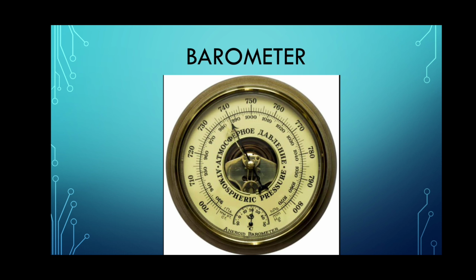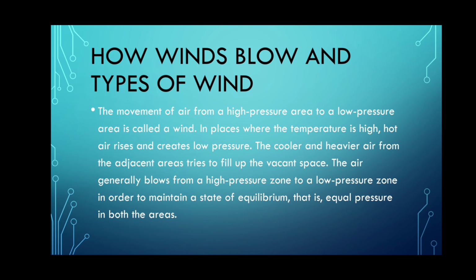How winds blow and types of wind. The movement of air from a high-pressure area to a low-pressure area is called a wind. In places where the temperature is high, hot air rises and creates low pressure. The cooler and heavier air from the adjacent areas tries to fill up the vacant space. The air generally blows from a high-pressure zone to a low-pressure zone in order to maintain a state of equilibrium, that is, equal pressure in both the areas.